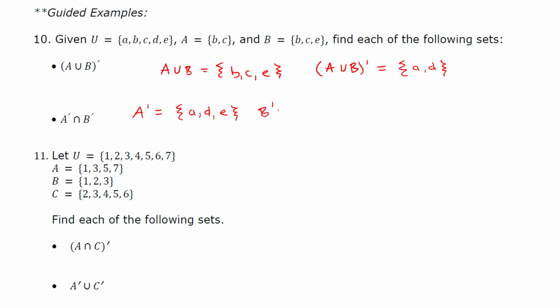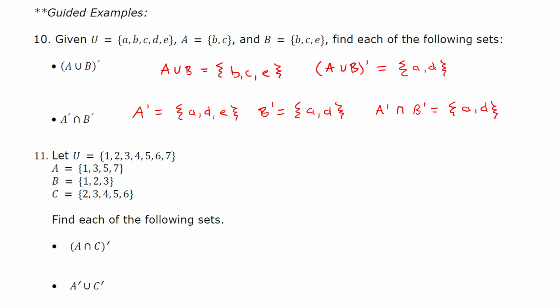Now the complement of B. We know set B is B, C, and E, so the letters that are left over are A and D. So we have the complement of A and the complement of B. Now we want the intersection, the elements that they have in common, and that would be the letters A and D. Awesome. Let's do another one.